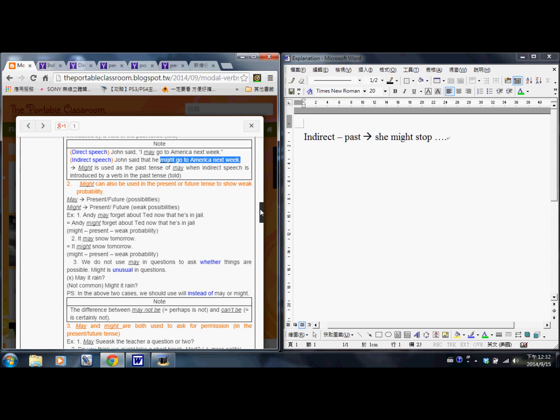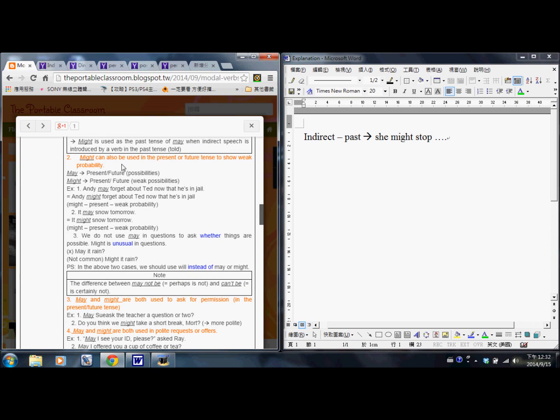Now, let's look at number 2. May can also be used in the present or future tense to show weak possibilities. We can use might in the present or future to show weak possibility. What's weak possibility? Something that's possible, but not very likely. So we use may for present and future possibilities. We use might, present and future, for weak possibilities.